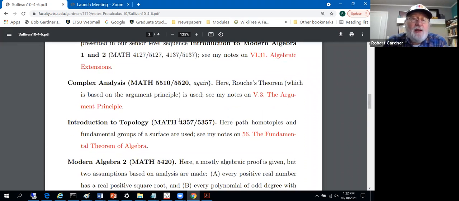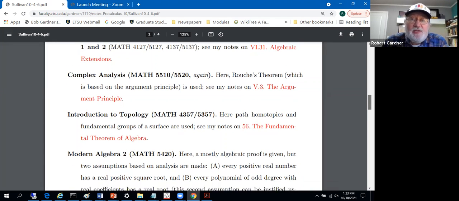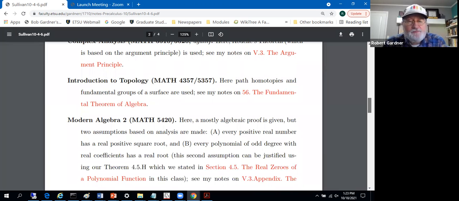In graduate level complex analysis, more proofs of the fundamental theorem of algebra are given. Proof based on Rouché's theorem, which is based on the argument principle. Never mind what these things mean at this stage, but there are proofs of these presented online, and these are even more ways to prove the fundamental theorem of algebra. So the fundamental theorem of algebra has gotten plenty of attention over the centuries.